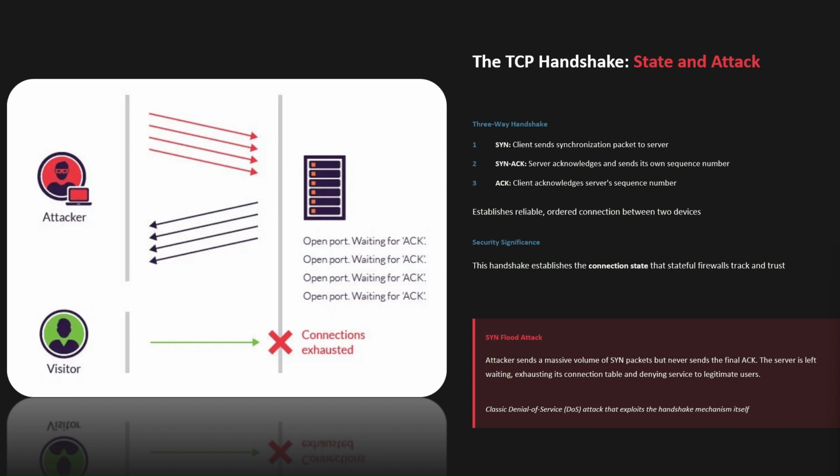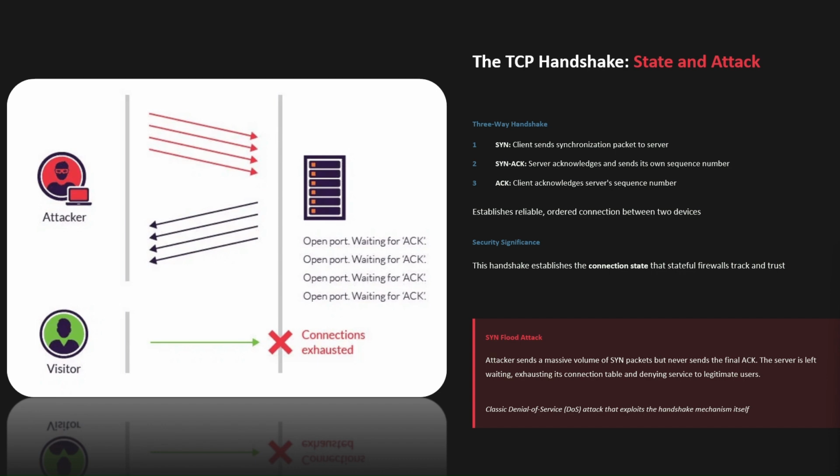The most famous attack here is a SYN flood. An attacker sends a massive volume of SYN packets, the first step of the handshake, but never sends the final acknowledgement, the ACK packet. The server is left waiting for that final packet, exhausting its connection table and denying service to legitimate users. This is a classic denial of service attack.